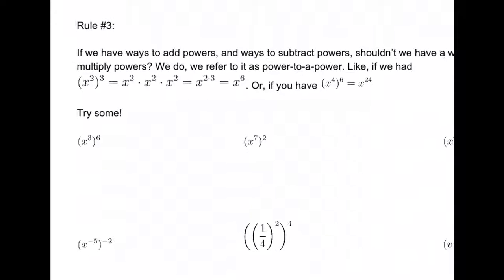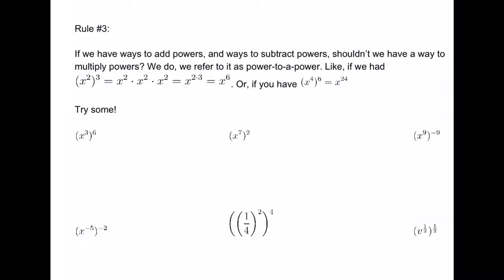Finally, rule number 3. If we have ways to add powers and ways to subtract powers, shouldn't we have a way to multiply powers? We do. We refer to it as power to a power, or power of a power. Like if we had x squared cubed, notice that's x squared times x squared times x squared, which is the same thing as x squared times 3, or x to the 6th.